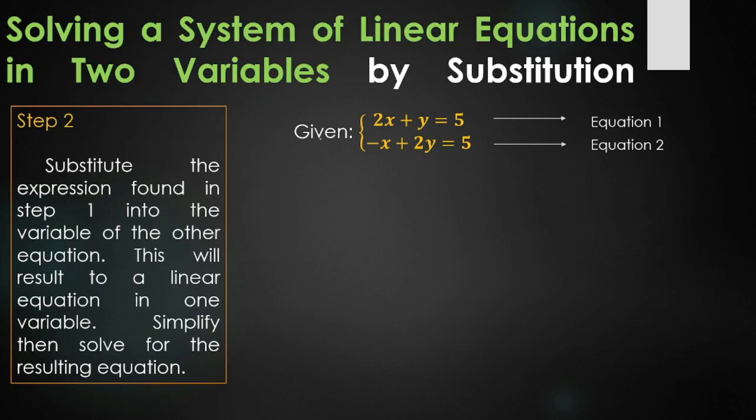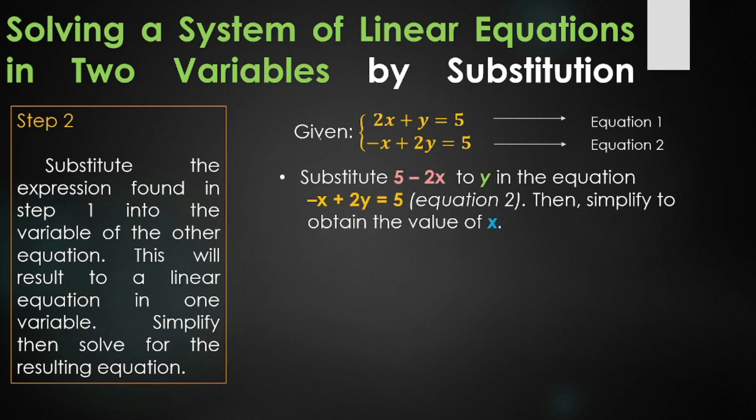The next step is substitute the expression found in step 1 into the variable of the other equation. This will result to a linear equation in one variable. Simplify, then solve for the resulting equation. Substitute 5 minus 2x to y in the equation negative x plus 2y equals 5. This is equation 2. Then simplify to obtain the value of x. So since in the first step we have used equation 1, for the second step we are going to use equation 2. So this is equation 2, negative x plus 2y equals 5.